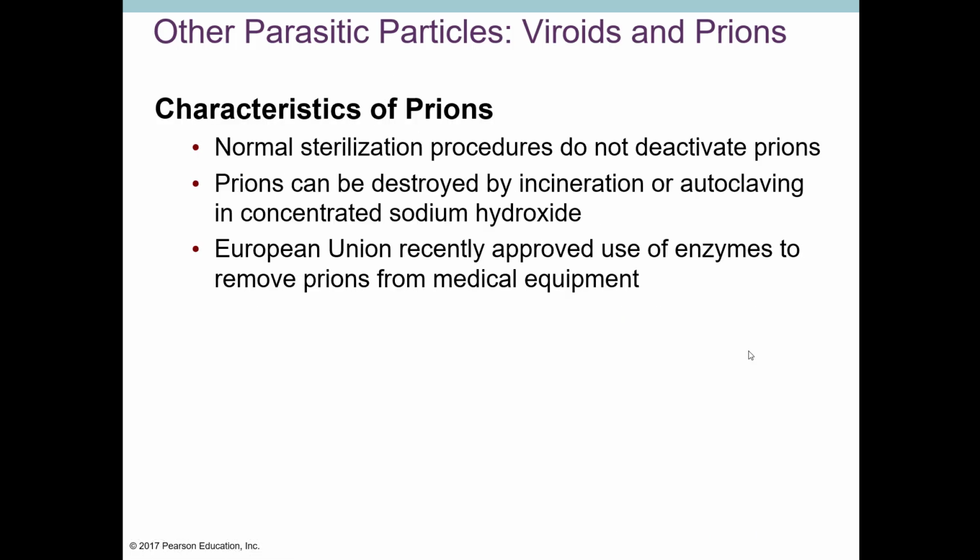The weird thing about prions is it's really hard to inactivate them. A lot of the things we talked about in terms of sterilization wouldn't work. You can use incineration, so serious high heat, and then autoclaving and concentrated sodium hydroxide seem to work. They have found some enzymes that seem to work, but it's really hard. So you have to be real careful if you're working with a patient who has this, because the tools that have touched that patient's tissues would be potentially contaminated with that prion, and you would have to really be careful to sterilize those tools.